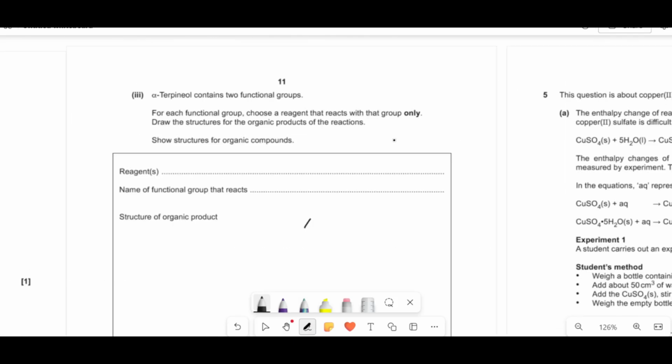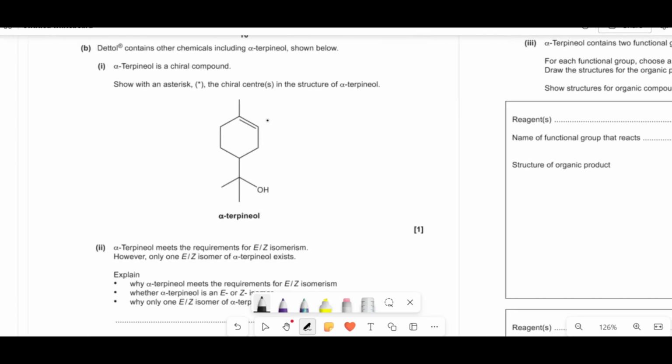So alpha terpineol has 2 functional groups. For each one, choose a reagent that reacts with that group only and draw the structure of the products that you make. So if we have a look, the groups that we have here are an alkene and an OH, which is stuck to a carbon with 3 other carbons on. So it's a tertiary alcohol. And we have an alkene.